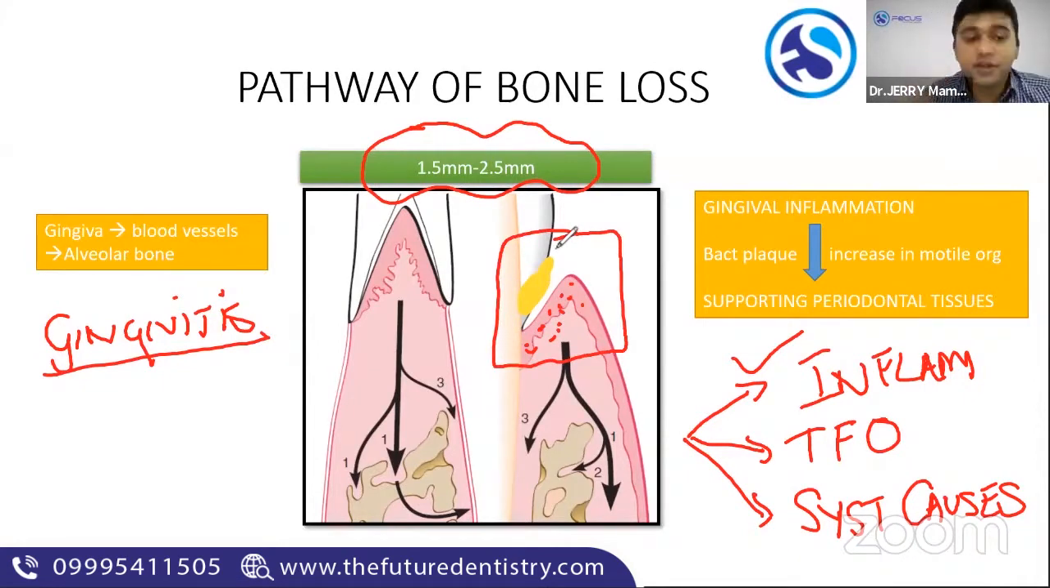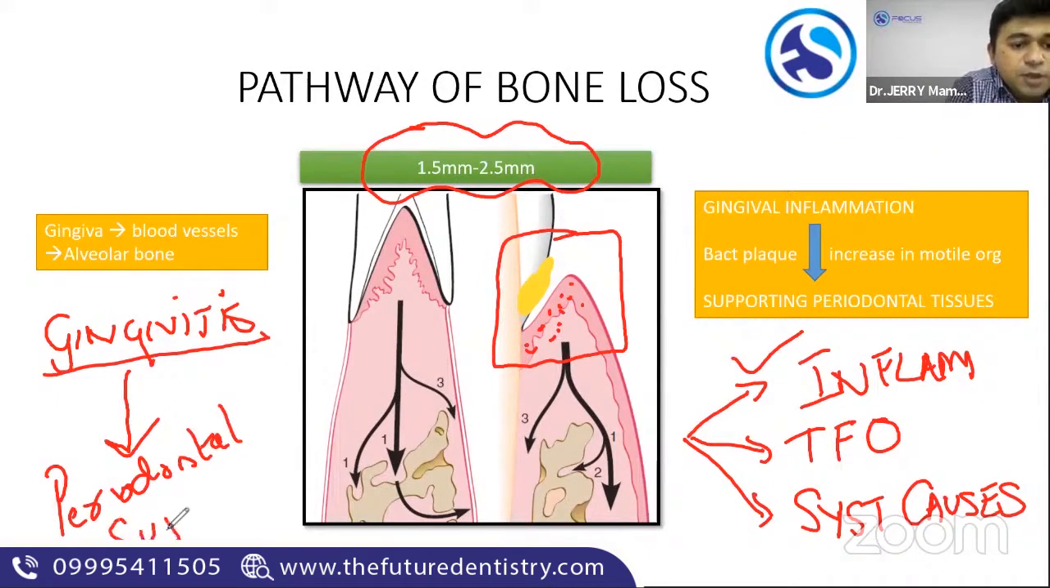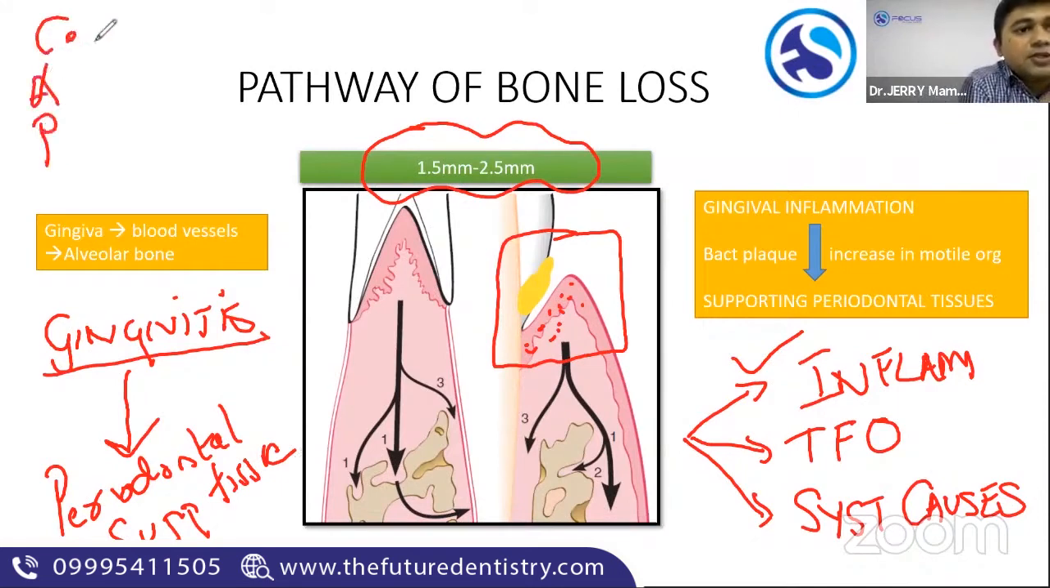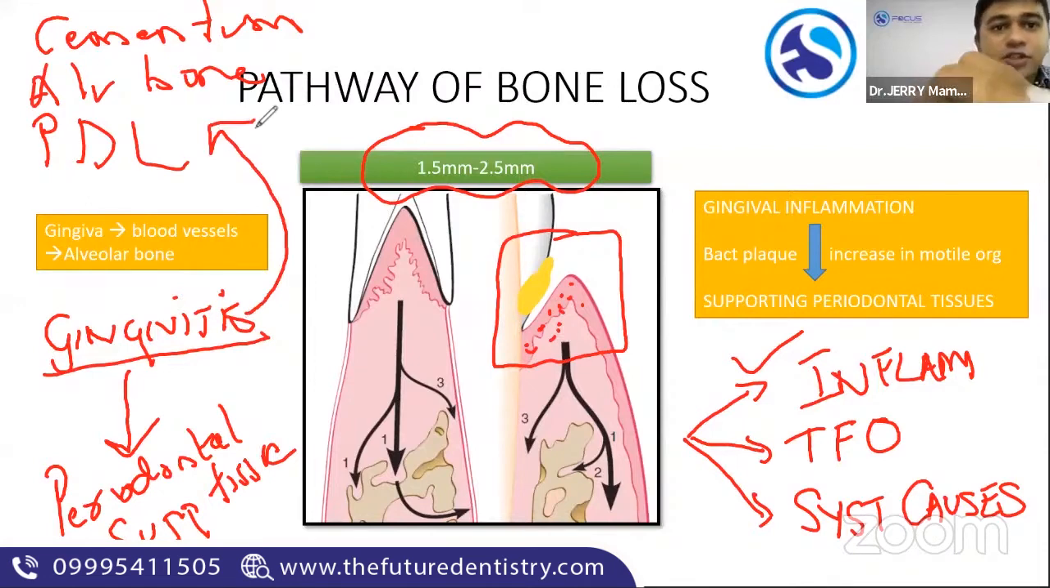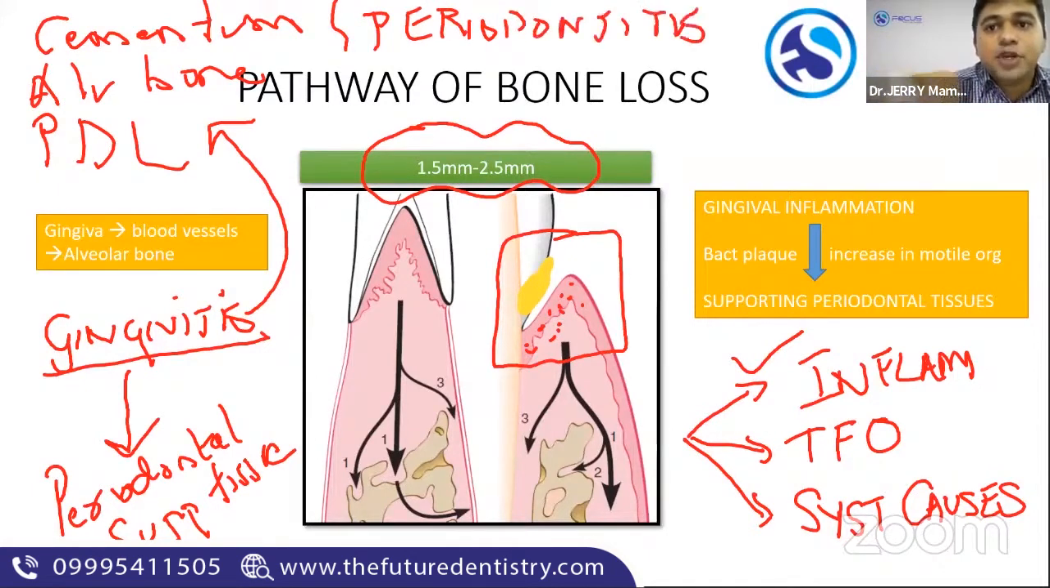Now, in some individuals, due to certain factors, the inflammation proceeds from the gingiva to the periodontal supporting tissues. What are those? They are your cementum, alveolar bone, and periodontal ligament. When the inflammation from the gingiva goes on to these supporting structures, you call the lesion periodontitis. When the bone starts resorbing, and there is loss of periodontal ligament structures and loss of cementum, that is when you call it periodontitis.